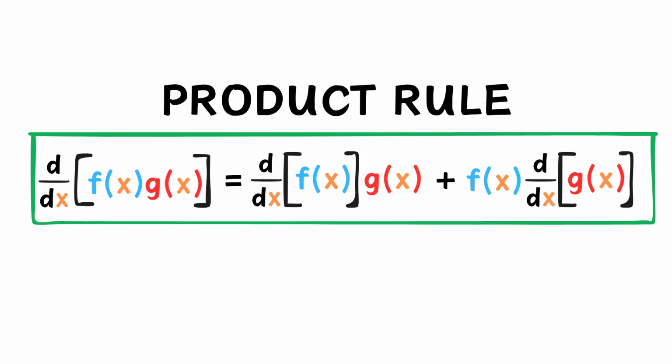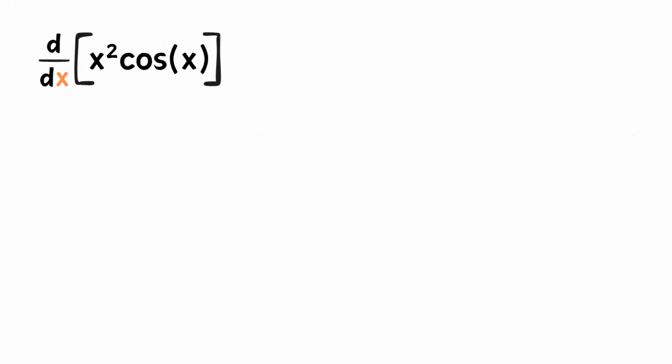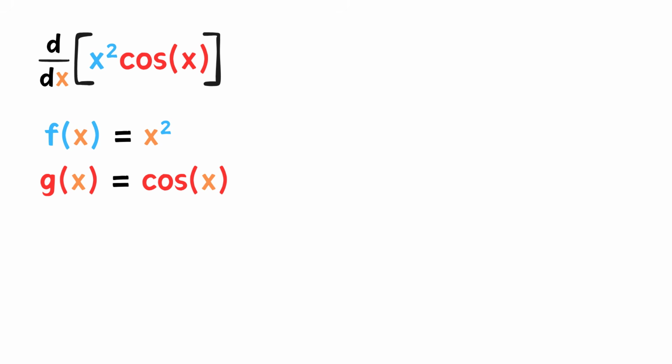So when do we use the product rule? Well, check out this derivative. How do you find the derivative of x squared times cosine of x? Well, first, let's make this into the product of two functions. X squared is our first function, f, and our second function, g, is cosine of x. Now, let's take their derivatives.